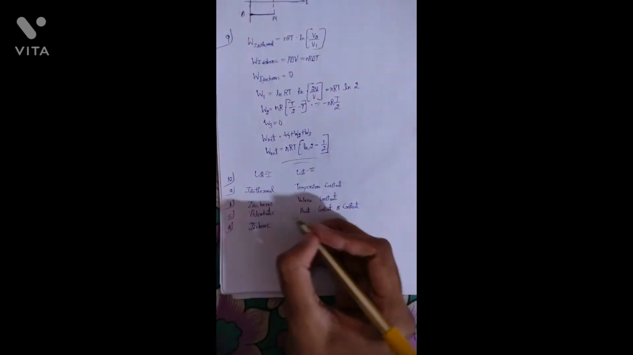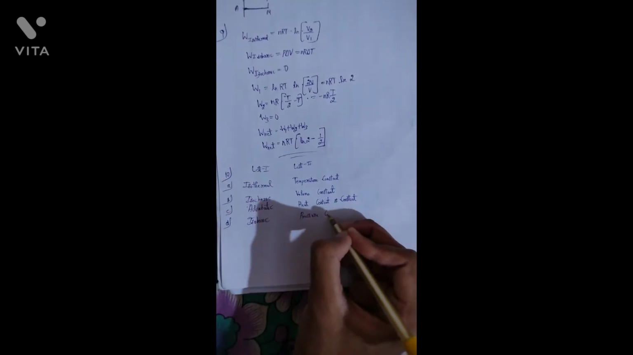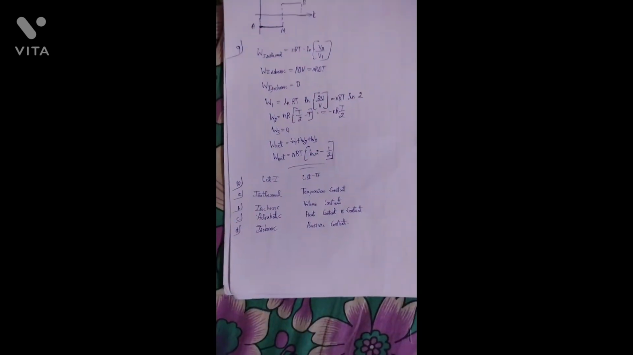Isobaric, the final option that is left, is pressure constant. So therefore this is the correct match. Now let us come to the options. Let us see which option is correct for this question number 10.